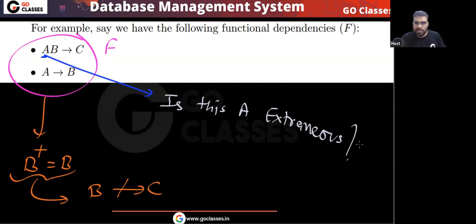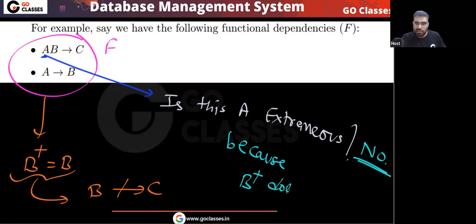Is this A extra? The answer is no. Why? What is the reason? Because you can see that B plus does not contain C. So this A is not extra. Is this clear? Please tell me.